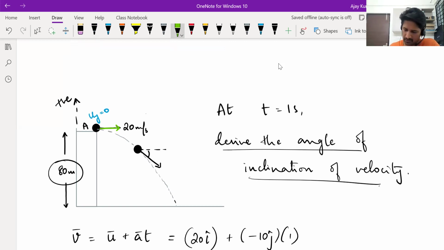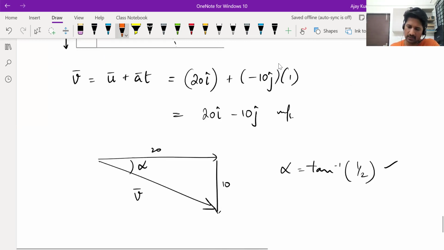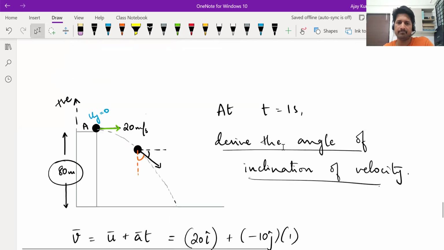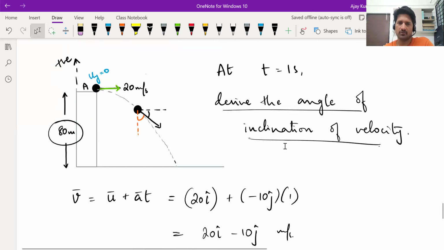Sometimes, just to trick you, they may ask you the angle made with the vertical also. In that case, you will have to tell this angle, which will be tan inverse 2 by 1. Okay, as I said, you need to be very careful while solving physics questions. It comes with practice. Okay, we'll stop here for today.